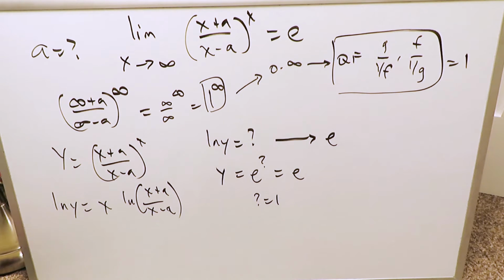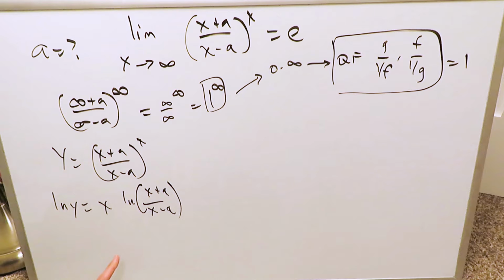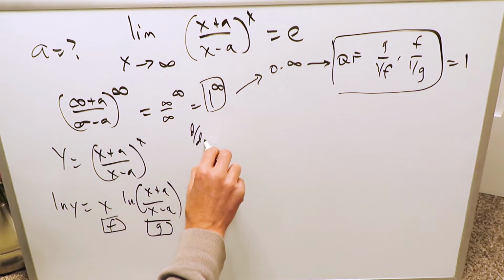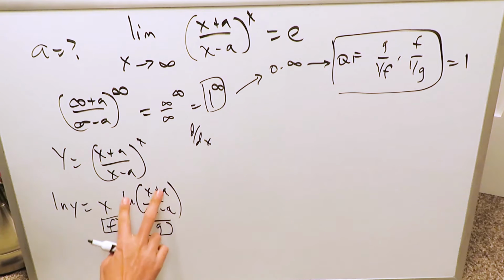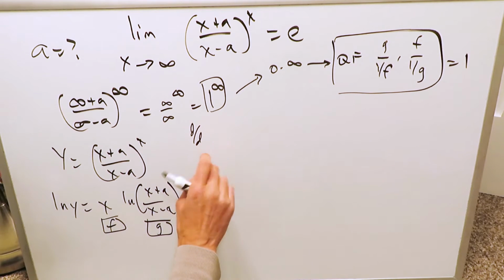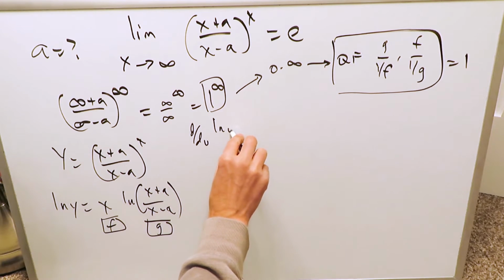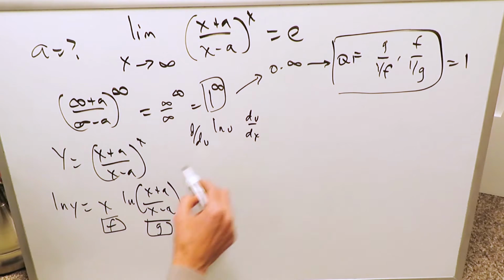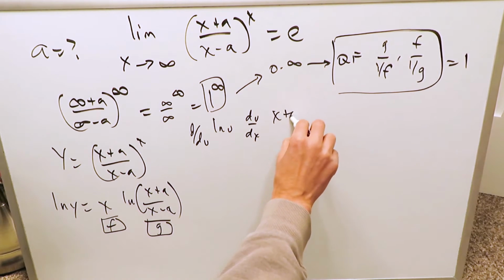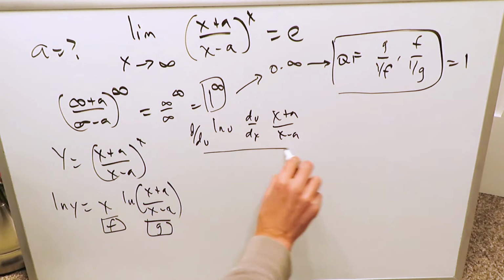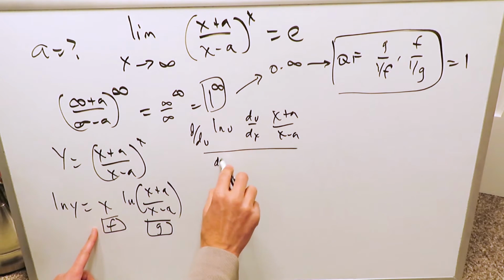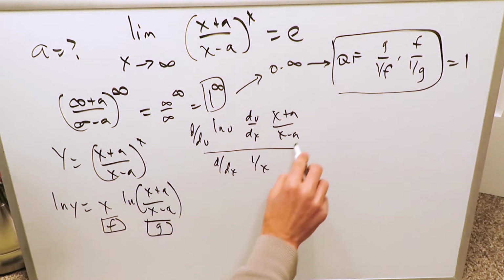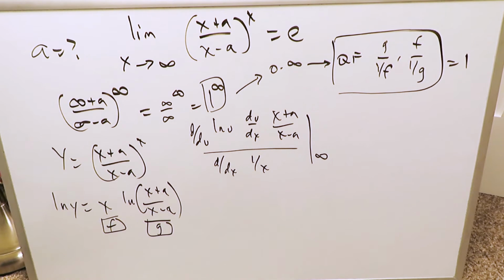That right there is the most important part of this question. So now let's actually solve for that a. I know I have to do the quotient forms over here. I'm making this my f function, and right here I'm making this my g function. I'm going to do the derivative of the numerator and the derivative of the denominator, but this is a chain rule, like a composite function, so I'll do d of ln u over du, and then du over dx, the derivative of this, which is x plus a divided by x minus a. Then I'll do the derivative of the reciprocal of the f function, 1 over x, at which point I can plug in infinity.